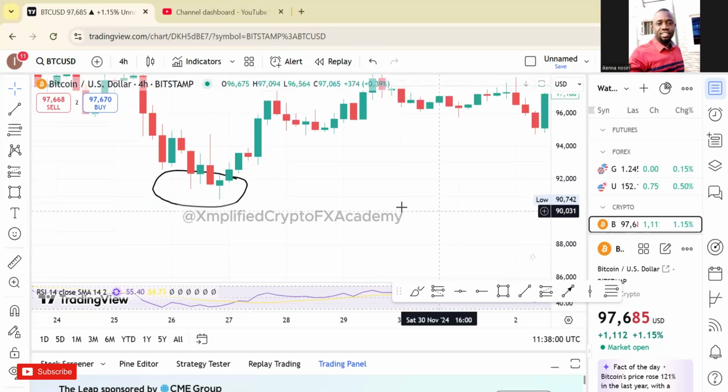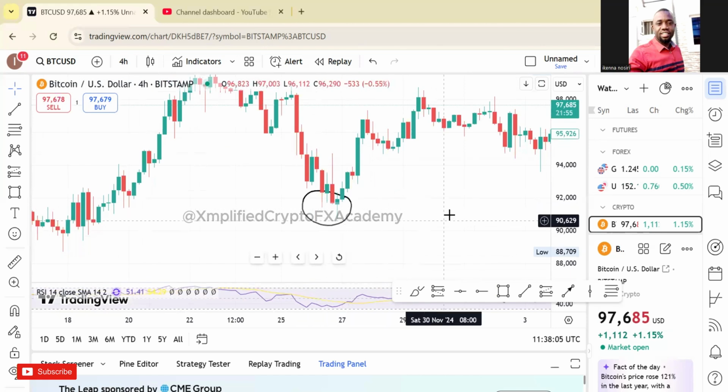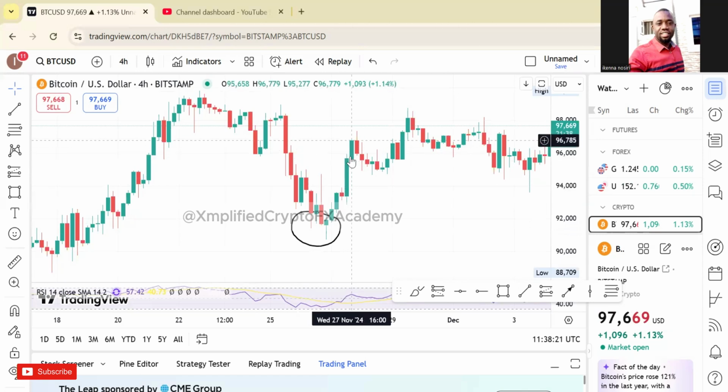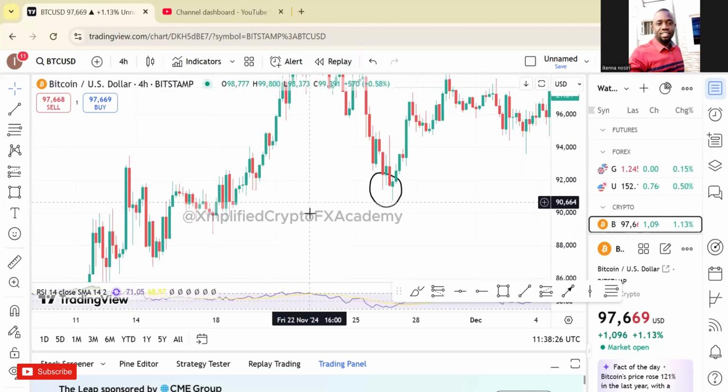Now look at what just happened there. After this hammer formation, even though the sells were massive, there were buys. People started buying Bitcoin at that hammer point, because then it was increasing, just like that. So this topic is about the hammer.